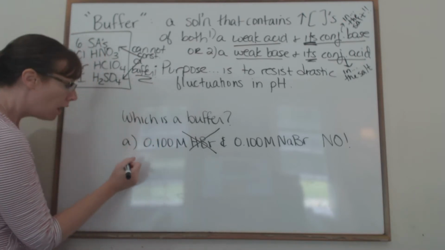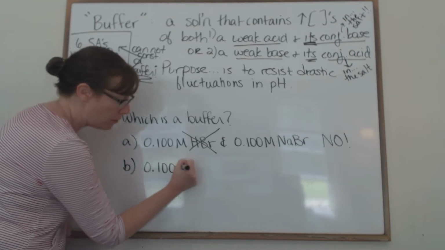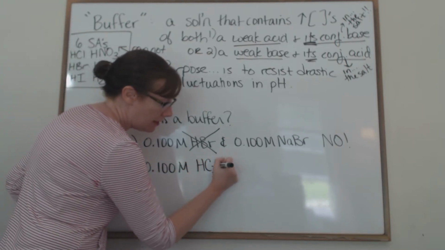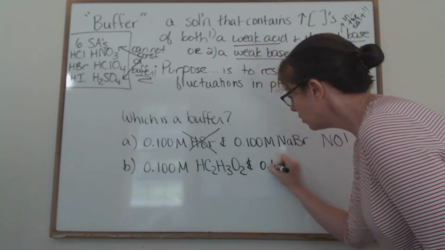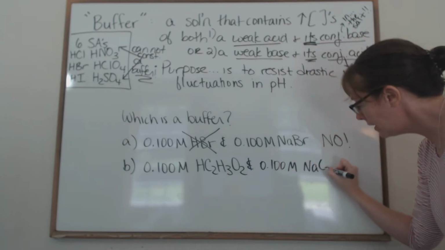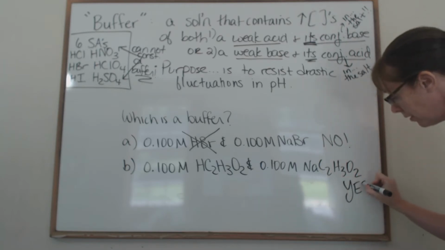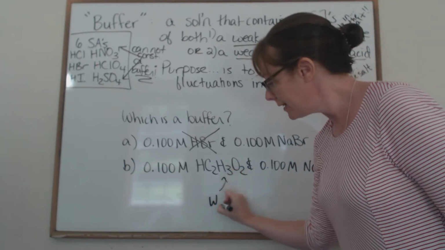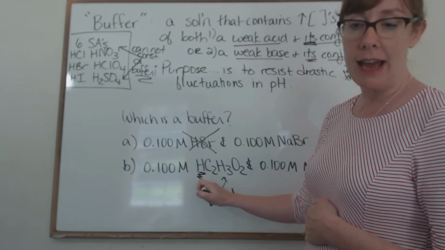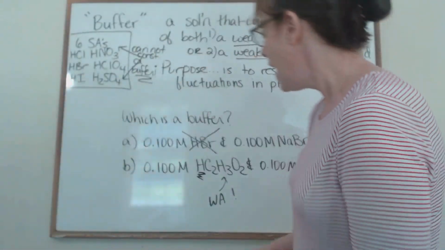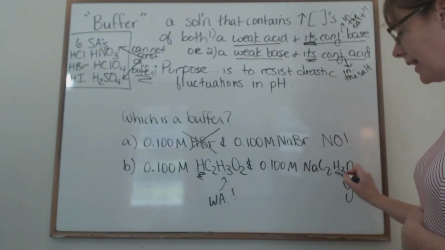However, if someone wrote something like this, 0.100 molar HC2H3O2 and 0.100 molar NaC2H3O2, this would be a buffer because this is a weak acid. It's called acetic acid, but even if you didn't know its name, you can take a pretty good guess that it's an acid because it begins with an H. And it's not on your list of strong acids, so therefore you can assume it's a weak acid. And this is its conjugate base.